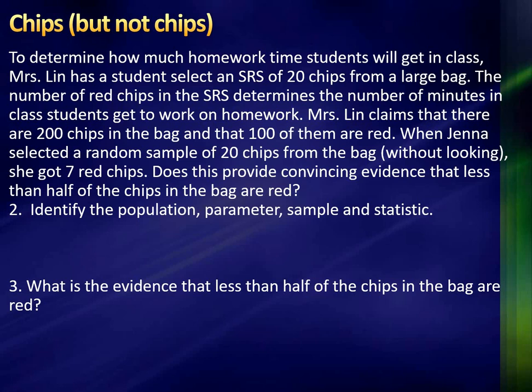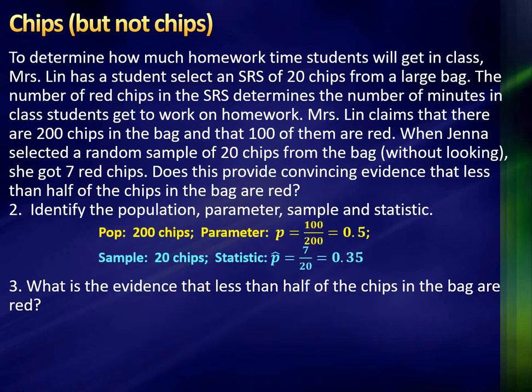What is my statistic? The 7 out of 20. And that's what you really have to be very careful about. The population itself is the 200 chips. But when I'm talking about a parameter and a sample, those are the things that I'm measuring. I'm not measuring a count here, I'm measuring a proportion. So my parameter, which is P, is 100 out of 200, 0.5. P hat is 7 out of 20, which is 0.35.